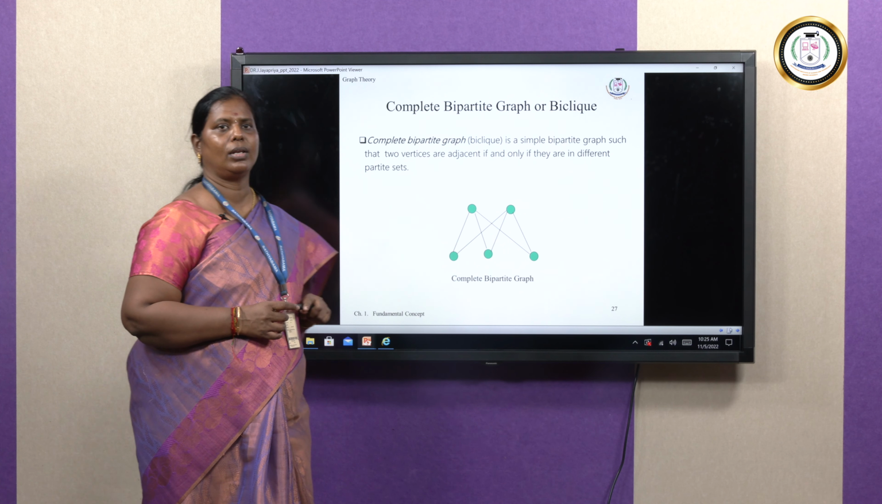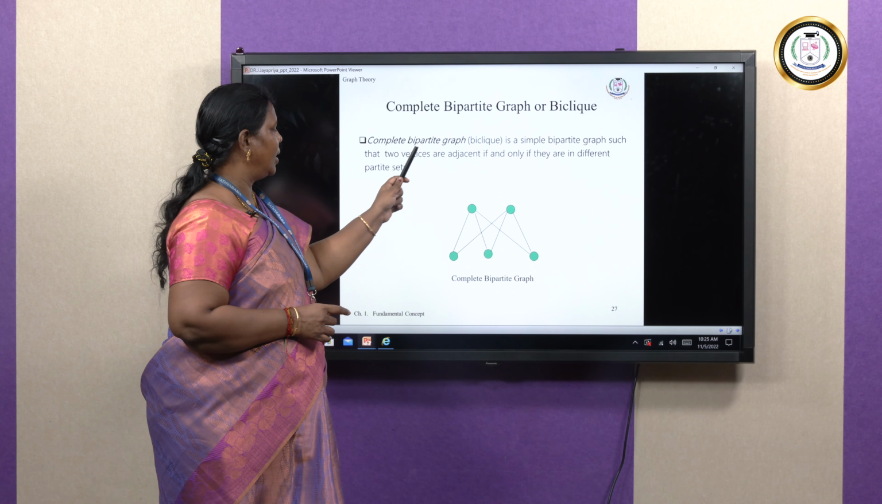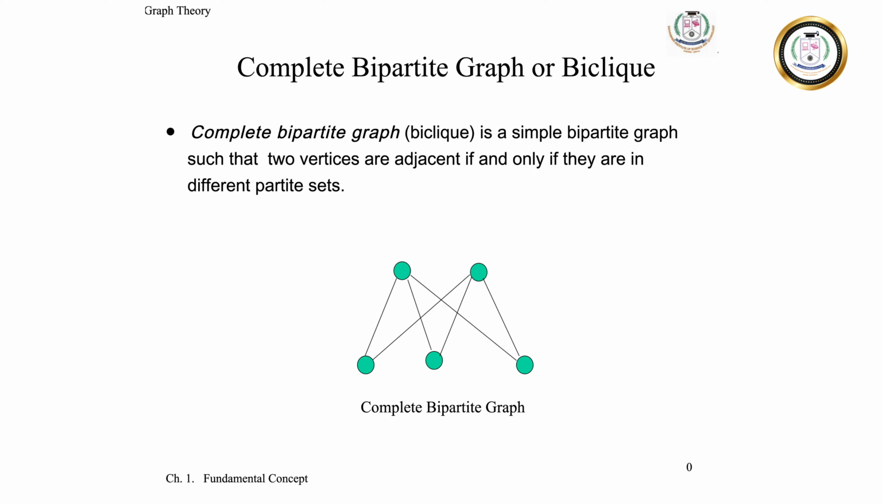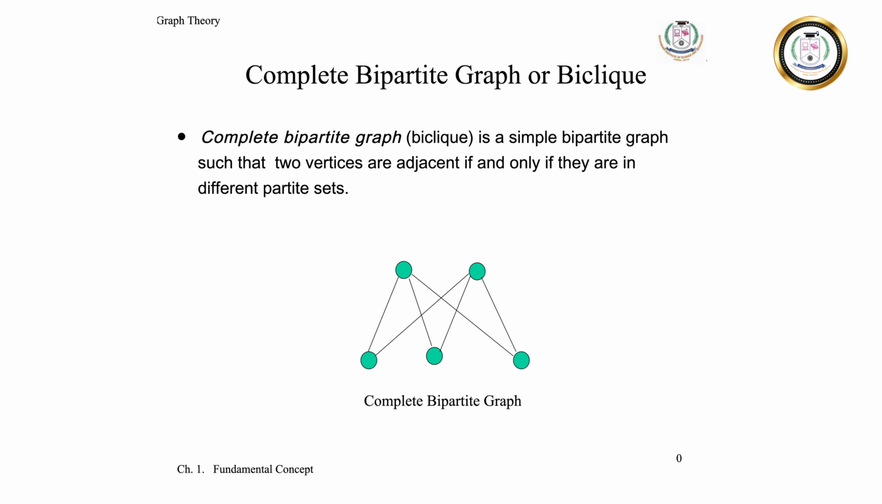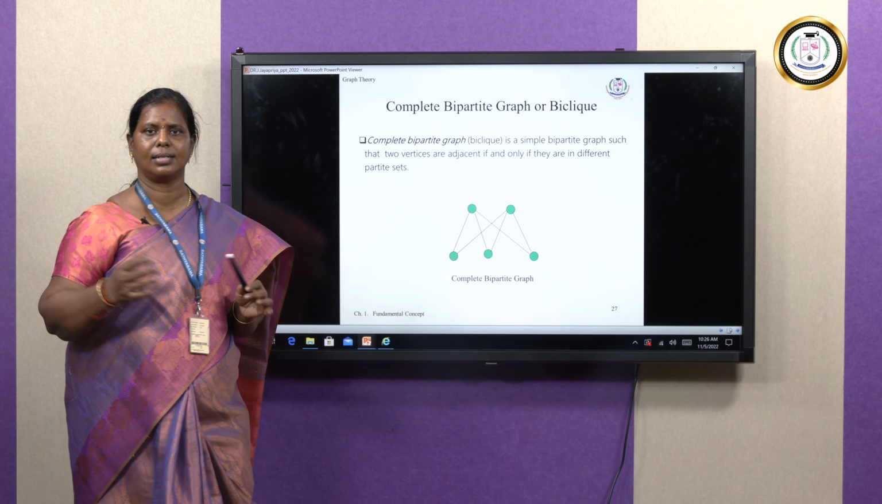So, now we will look into the meaning of a complete graph. A simple graph we have taken, and here you notice that these two vertices are sitting on one side, and these three vertices are sitting on another side.